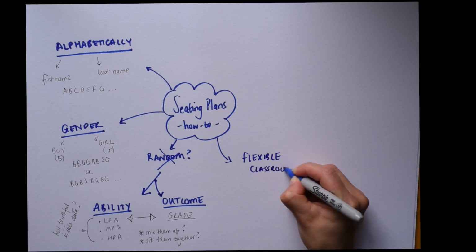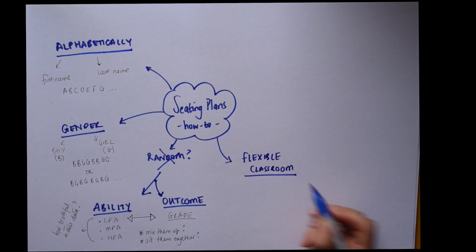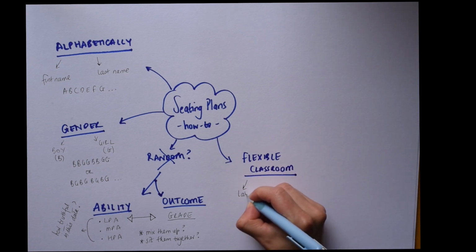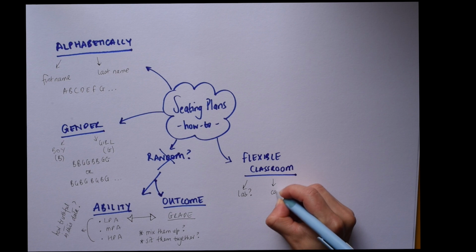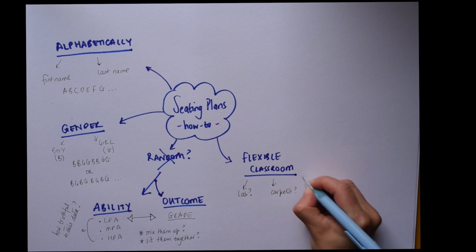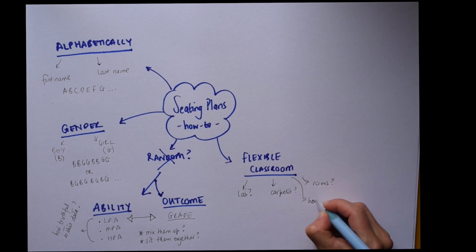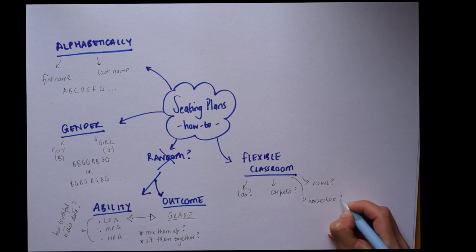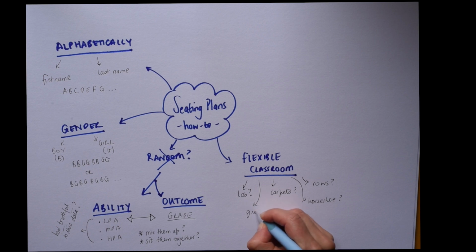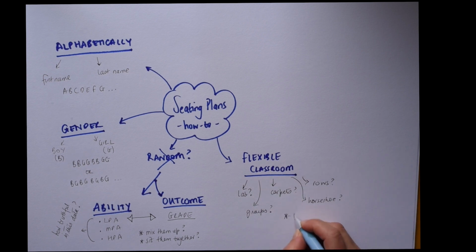So another strategy can be flexible classroom management. So here you're thinking about the shape of your classroom. So for me, I have a lab. You can have carpets, you can be sitting students in rows, you can be thinking about whether you're going to have a horseshoe shape or whether you're going to be sitting students in groups. This is completely up to you, and it also depends on how flexible your classroom is and how often you're able to change it, or if you're able to change it at all.